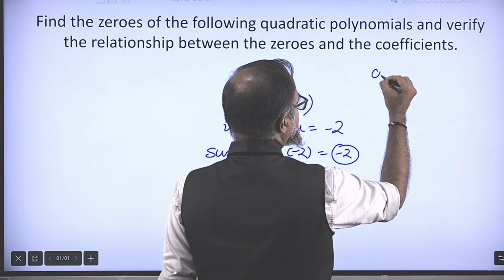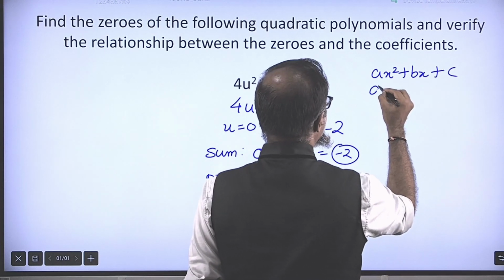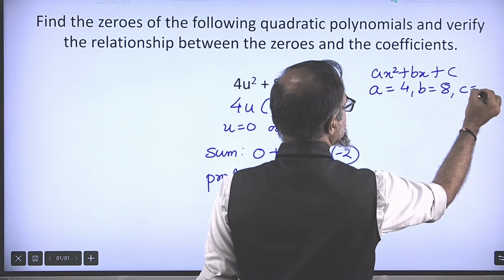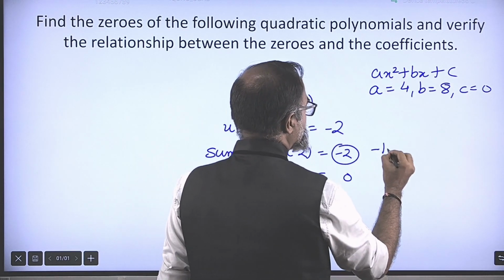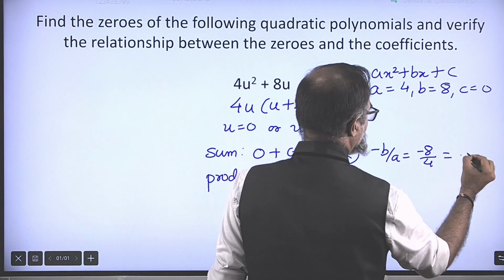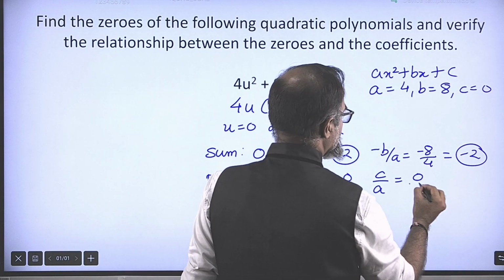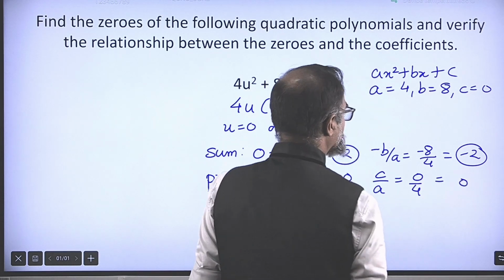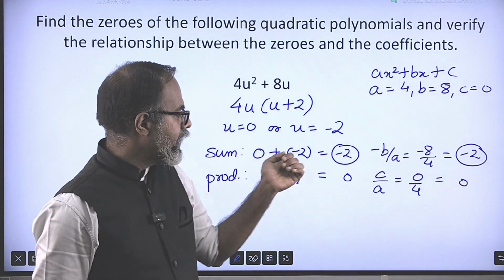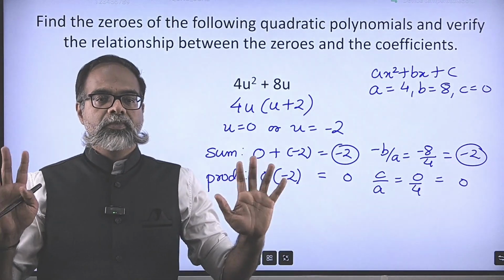Now comparing it with ax square plus bx plus c, I get a is 4, b is 8 and c is 0. So minus b upon a is minus 8 upon 4, which is minus 2, and c upon a is 0 upon 4, which is 0. Again, sum of the zeros is minus b upon a, product of the zeros is equal to c upon a, which is 0. So proven.